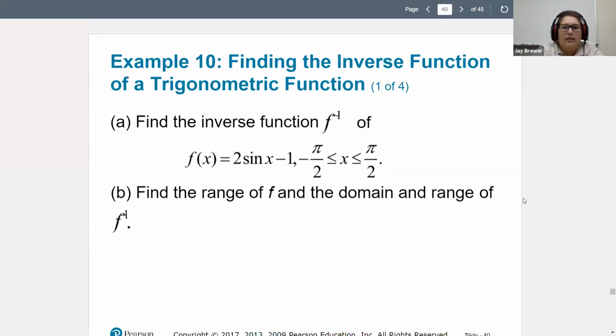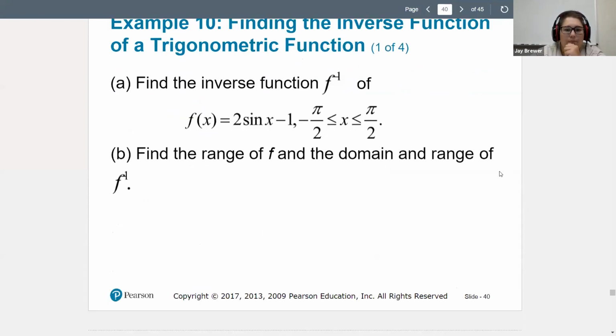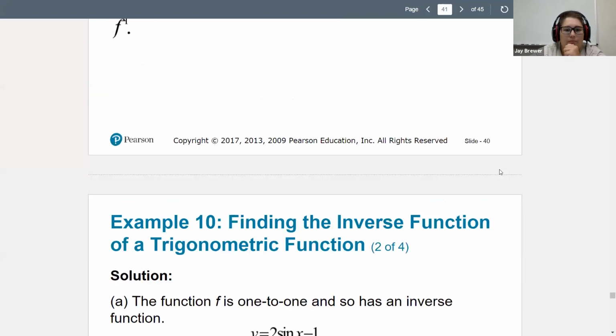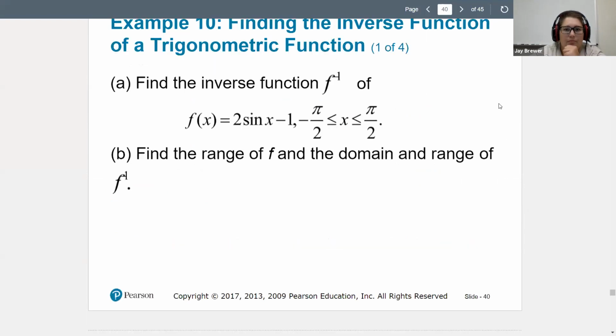So we want to find the inverse function of f of x equals 2 sine x minus 1, and it lies between negative pi over 2 and pi over 2. Then after we find that, we want to look at the domain and range. Okay, so using your definitions, what do you think you're going to have to do?